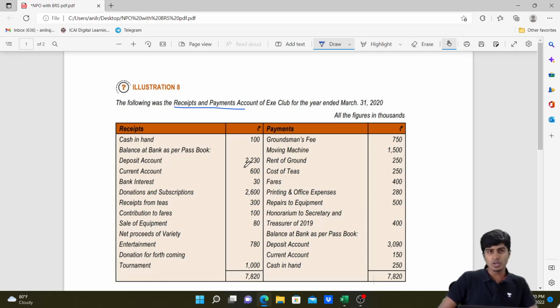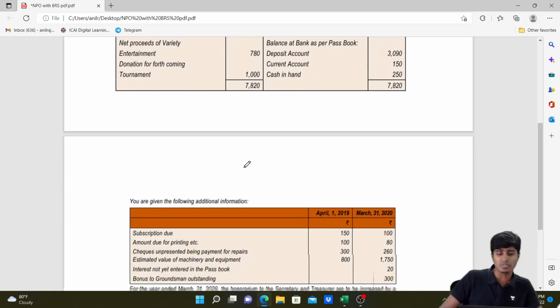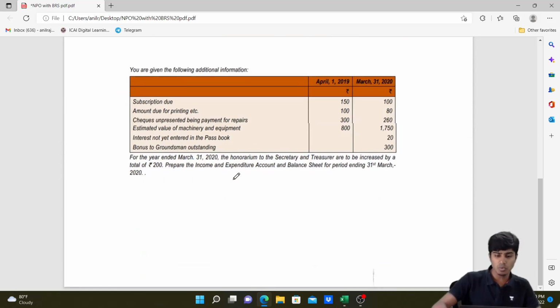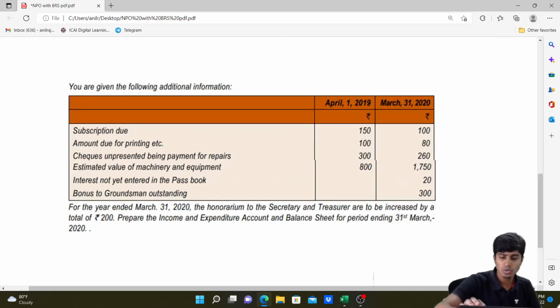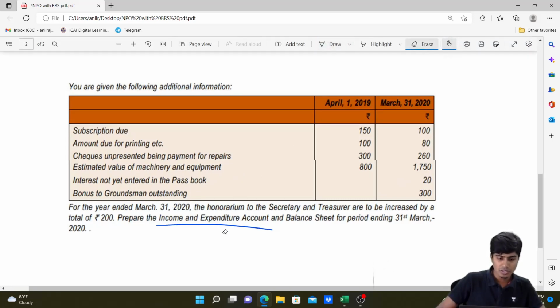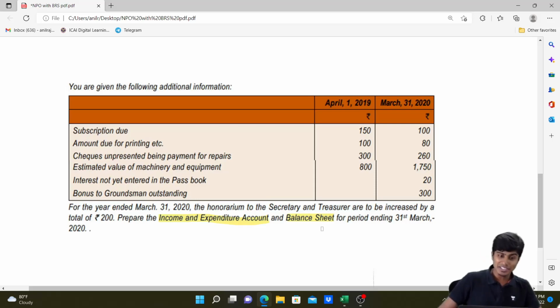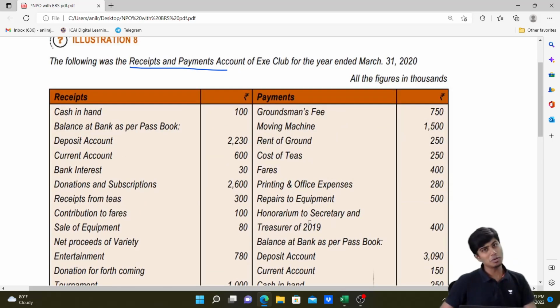And what do they want us to do? Let's not waste time reading the receipts and payments first. Let's immediately go down to the end of the question and understand what it is that they want us to do. For the year ended, they want us to prepare the income and expenditure account as well as the balance sheet. So in this question, what you are preparing is the income and expenditure account and balance sheet. So let's prepare them for this problem, shall we?